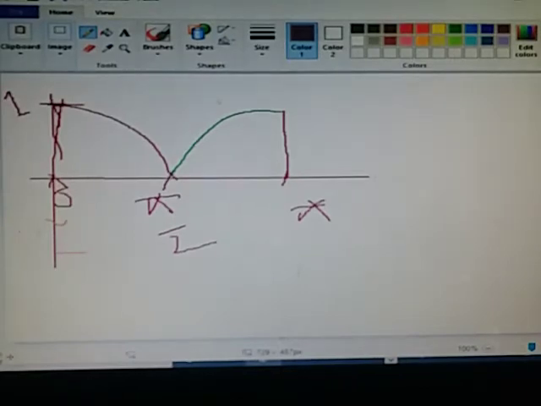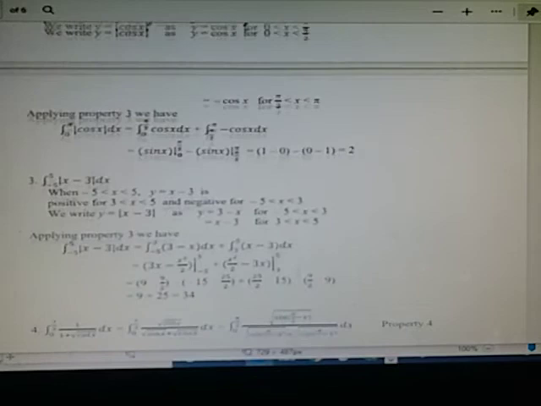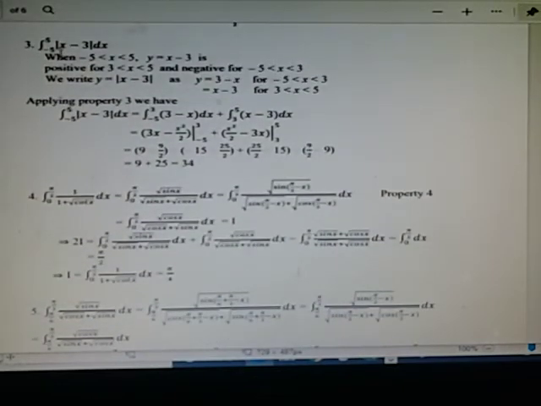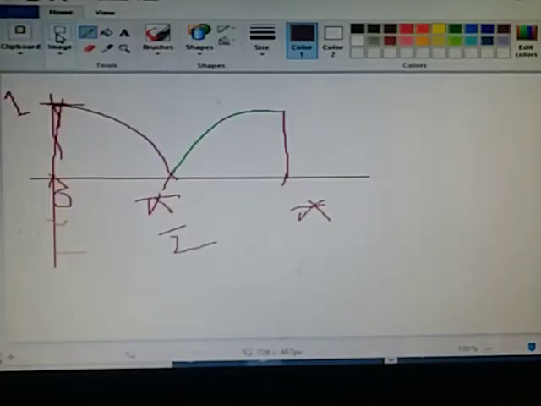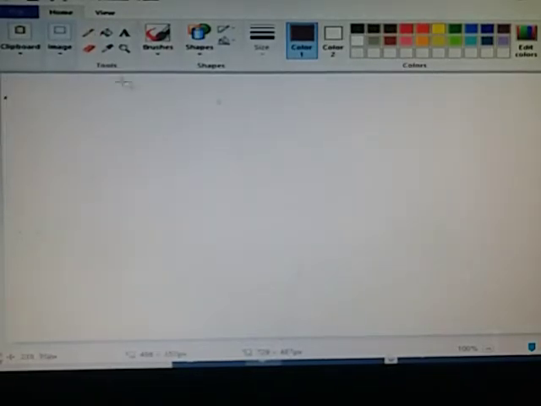So this is the next problem, number 3. It is again a modulus value. The integral from minus 5 to 5 of mod of x minus 3. So x is lying between minus 5 and 5, and y is equal to x minus 3. x minus 3 is positive when x is greater than 3. And that is why our domain is minus 5 to 5.